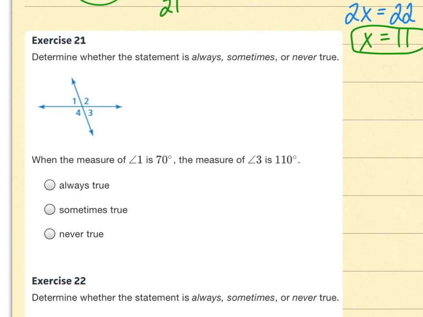All right, let's look at some homework questions. Number 21 here, it says, determine whether the statement is always, sometimes, or never true. It says, when the measure of angle 1 is 70 degrees, the measure of angle 3 is 110 degrees.